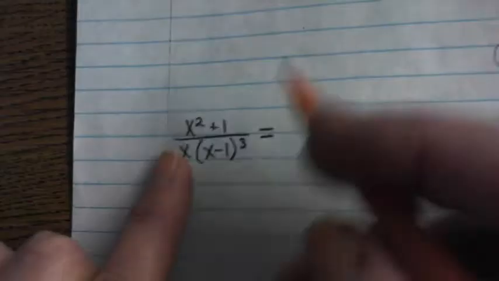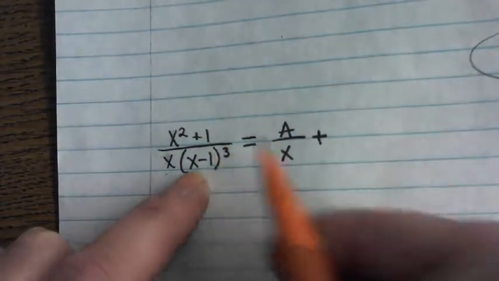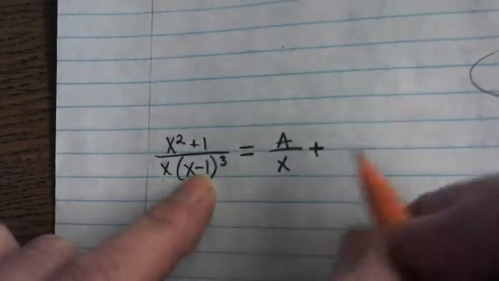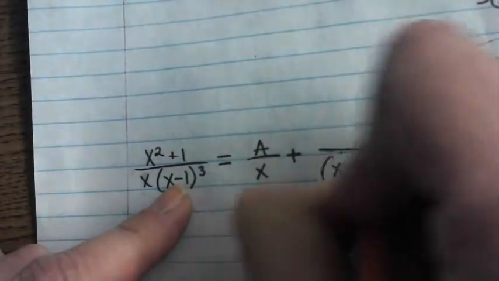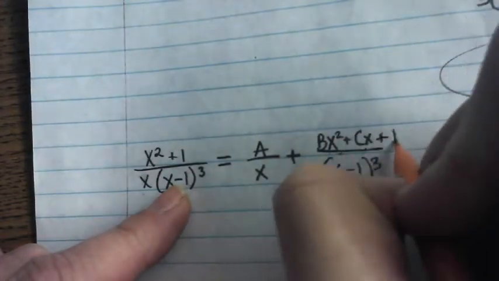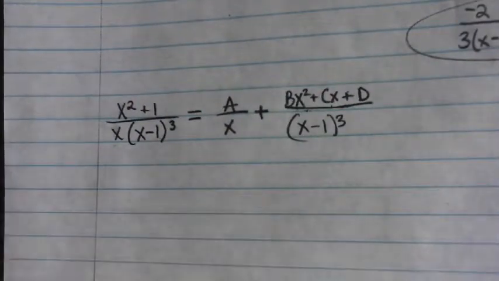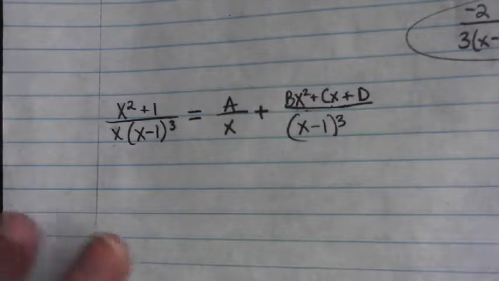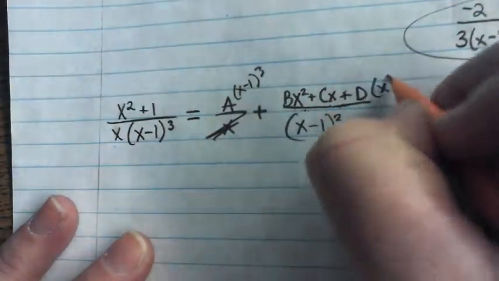So over the linear factor x, it's still A. But I don't want to treat this as 3 different fractions. I just want to treat it as one denominator, and I'm going to use a quadratic numerator and see if I run into any trouble doing it this way, which I may. I have no idea. My guess is that it will work. You ready? This needs x minus 1 cubed. This one just needs x.